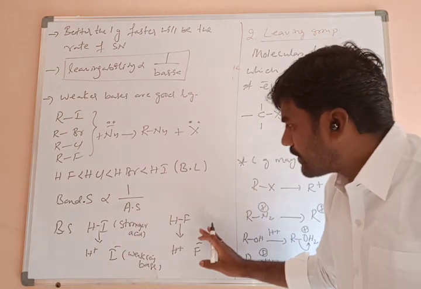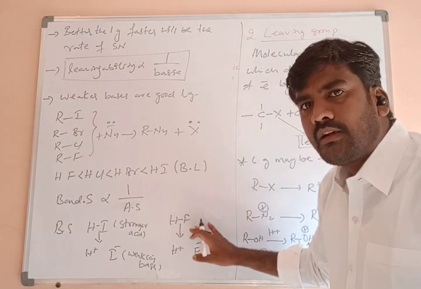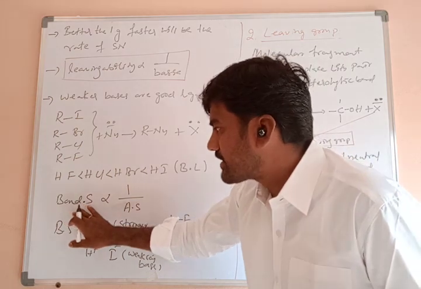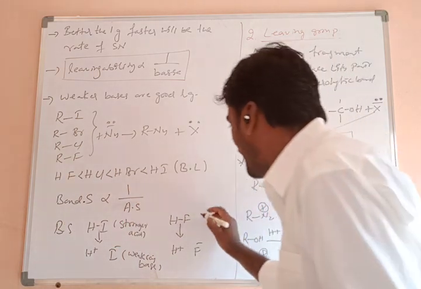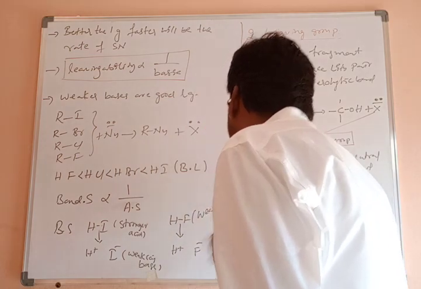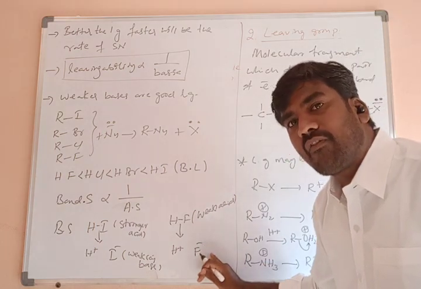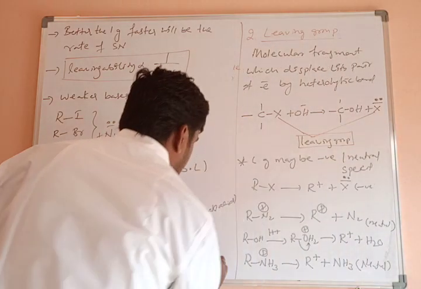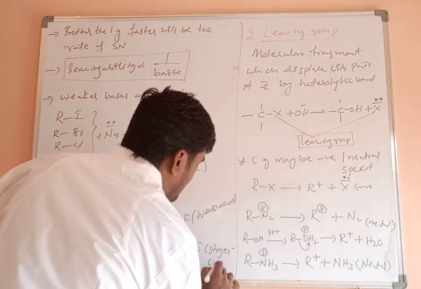What about hydrofluoric acid, hydrogen fluoride? In hydrogen fluoride, the bond strength is highest. Bond strength increases, meaning acidic character decreases, so hydrogen fluoride is a weak acid. A weak acid produces the strongest conjugate base. F minus is the strongest conjugate base.